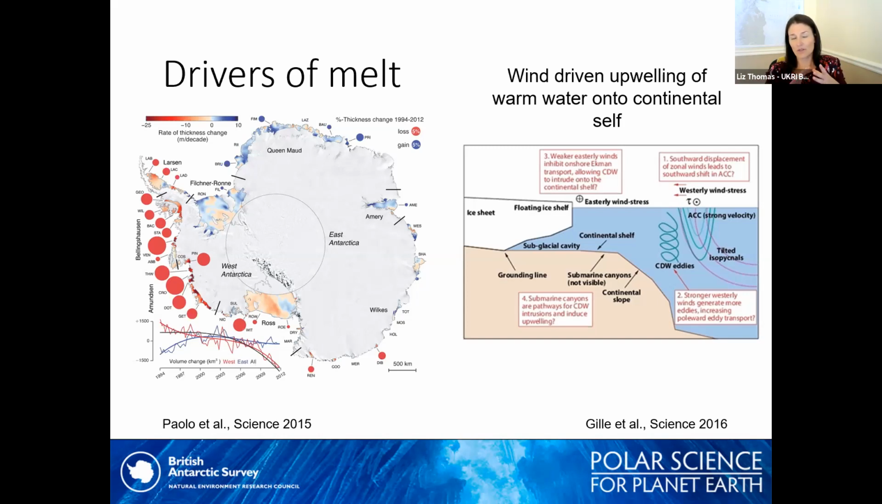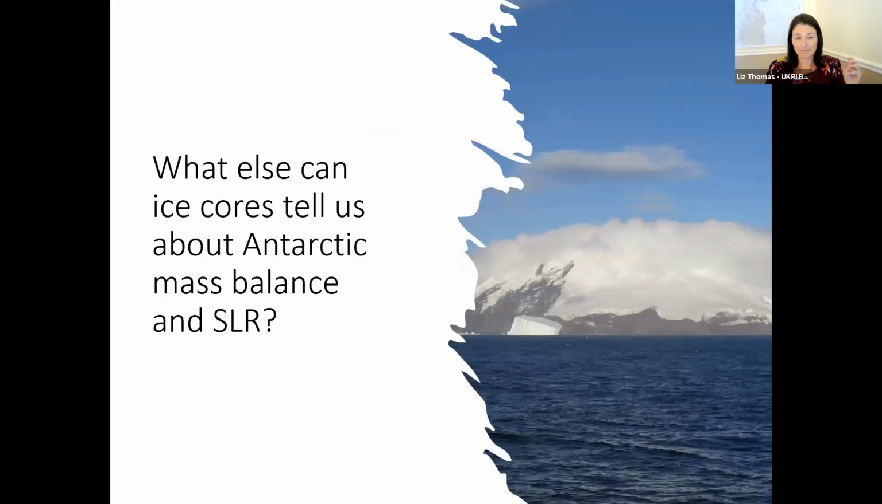So while we've got the ice cores now that we can produce these reconstructions of snowfall, and we've got the fantastic remote sensing and observations that can look at the changes in mass loss, what we haven't got is a really good long-term record of what's been going on in the winds. And so this is where I want to highlight some of the other things that ice cores can do, which will hopefully help us address some of this lack of understanding.